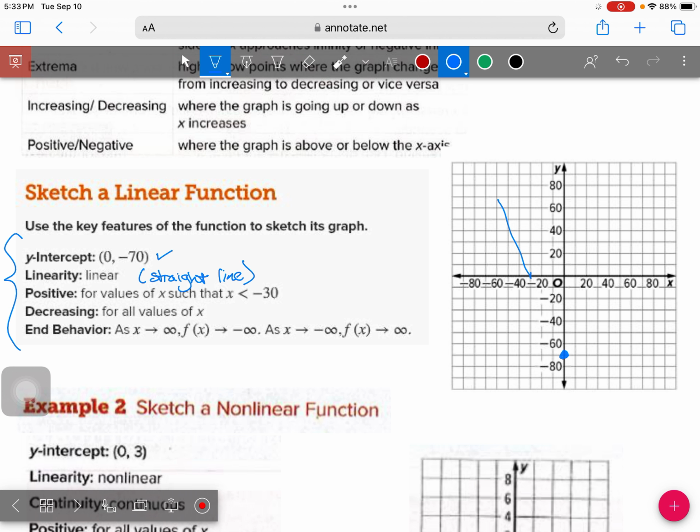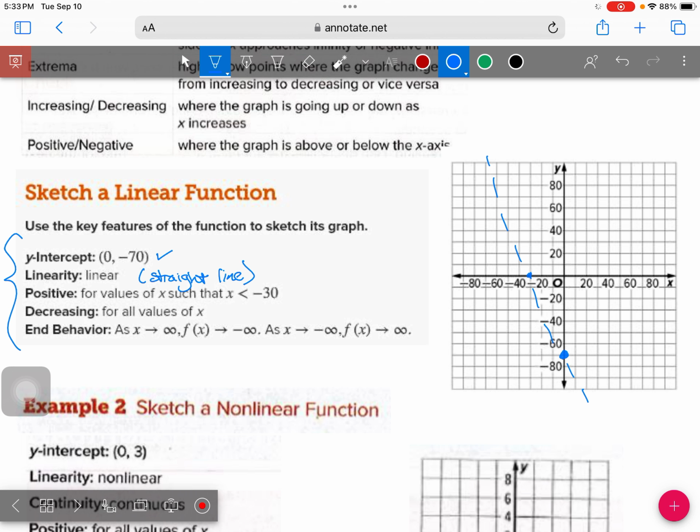So I'm thinking it's going to be like going right here or something like that. That's what I'm thinking. It's decreasing for all values of x. Okay? Positive for values of x such that x is less than -30. So if it's less than -30, like I said, it's going to be positive. Decreasing for all values of x. Okay, so here's what I'm thinking. Something like this is what we're looking at.